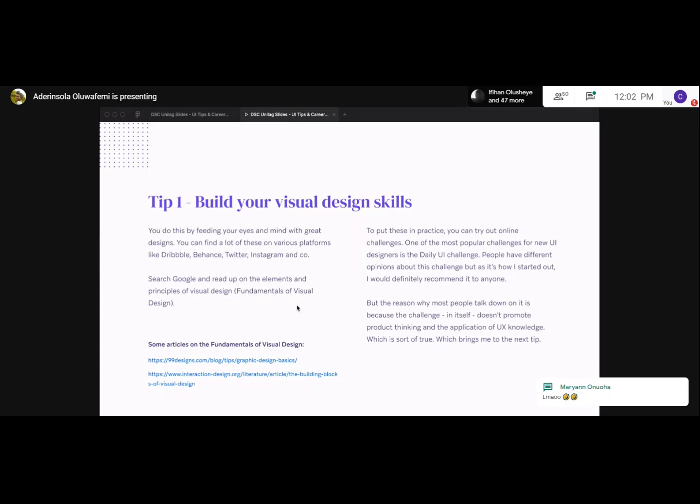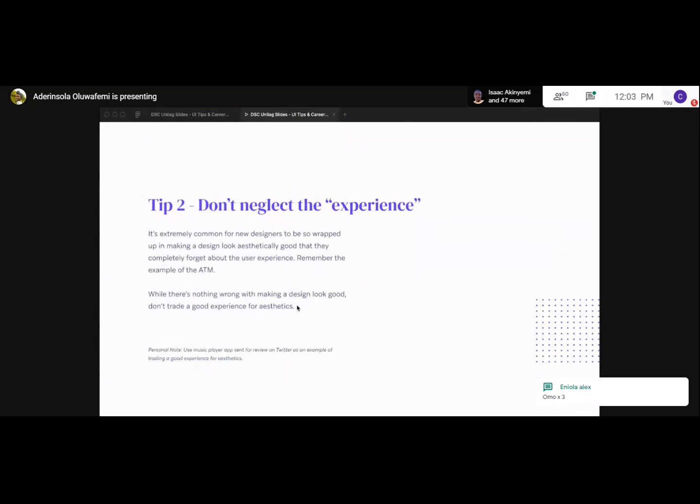But on the aspect of product thinking and application of UX knowledge, this brings me to my next tip, which is do not neglect the experience. It's extremely common for new designers to be so wrapped up in making a design look aesthetically good that they completely forget the user experience. At this point, I'm just reading my slides. But anyway, remember the example of the ATM. While there's absolutely nothing wrong with making a design look good, don't trade a good experience for aesthetics.